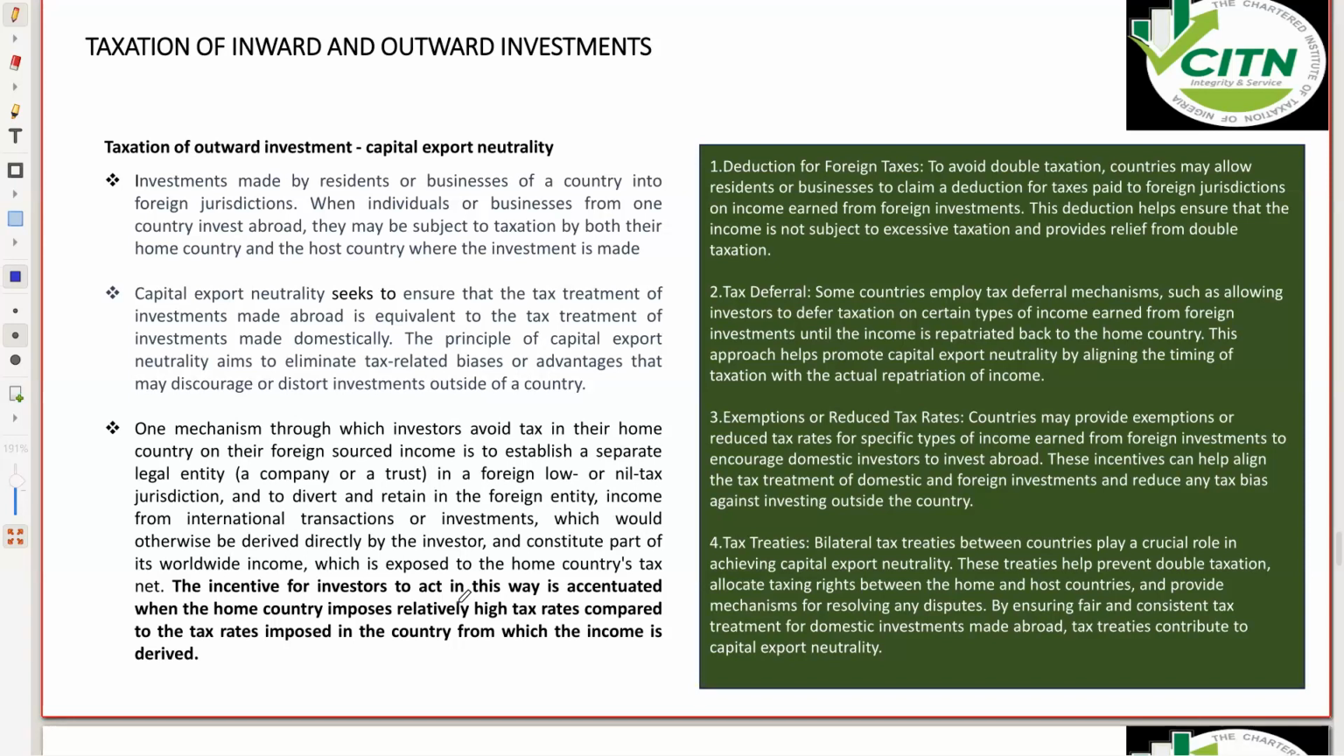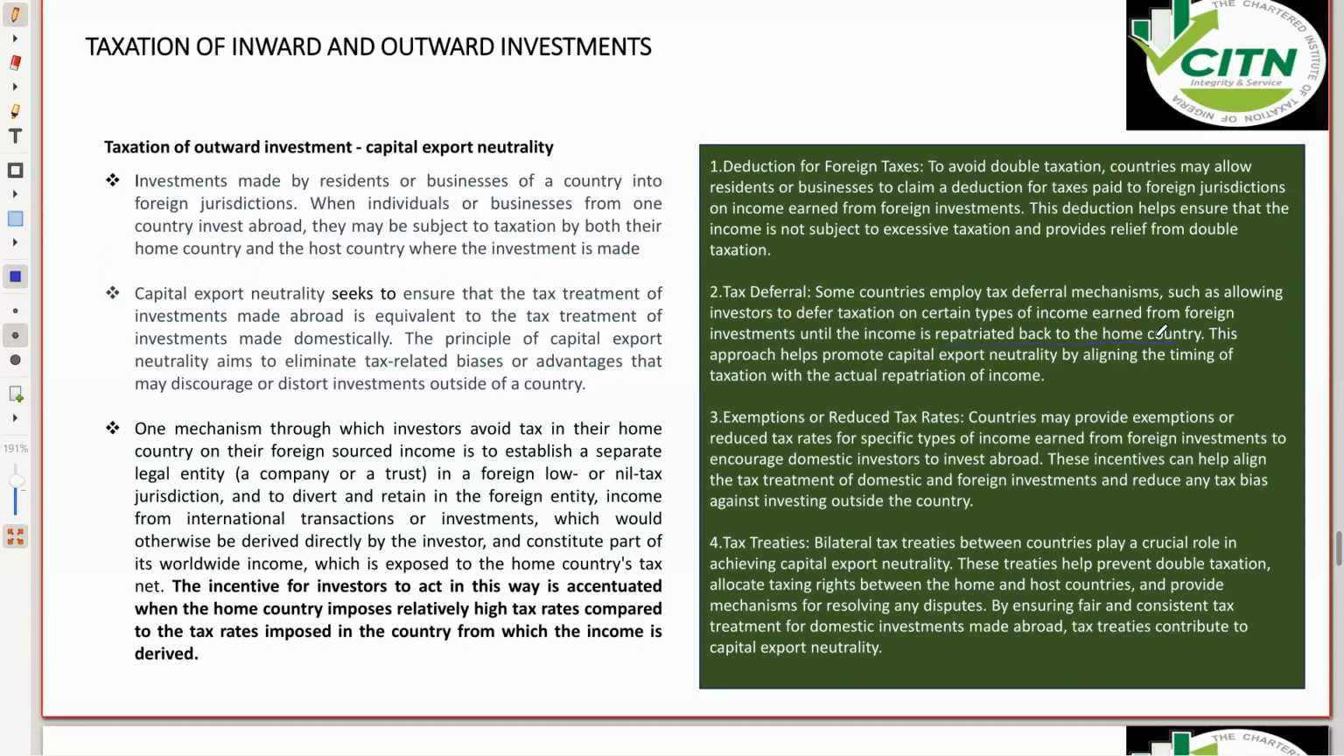Second is tax deferral. Some countries would say, okay, just to give you a little bit of a break, we'll look at the timing of when you pay tax. It is not when you earn the money that you pay tax, but we're going to allow you to pay tax only when you are able to repatriate that fund back to the country.